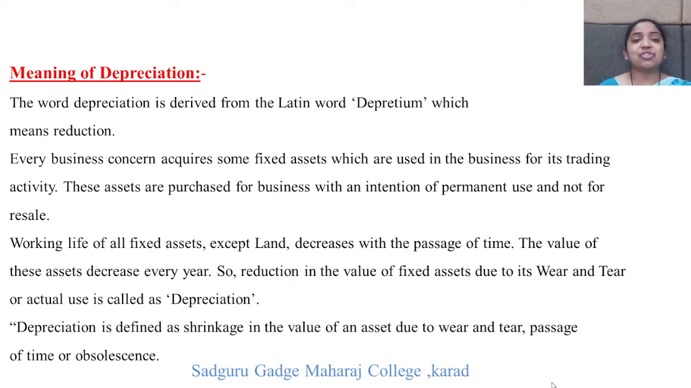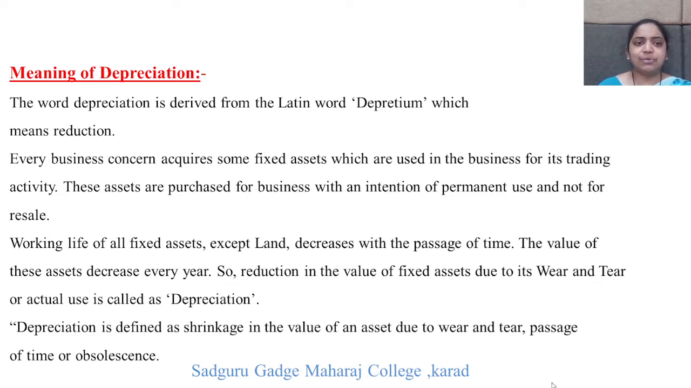Depreciation is defined as shrinkage in the value of an asset. Shrinkage means when it becomes shrunk. You say my cloth has shrunk. That means whatever the actual part is there, from that it has come to a smaller part. So depreciation is defined as shrinkage in the value of an asset due to wear and tear, passage of time, or obsolescence. So it's very true that depreciation is said as shrinkage in the value of an asset when you use it.